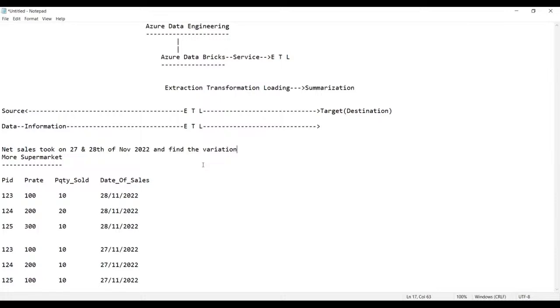Now tell me, the supermarket authority wanted to know what is the variation between the 27th and 28th day, whether the sales has increased or decreased. They wanted to know this. This is their query. So based on this, how is this Azure data engineer going to work? Now, guys, first of all, to apply the process of extraction, transformation, and loading.